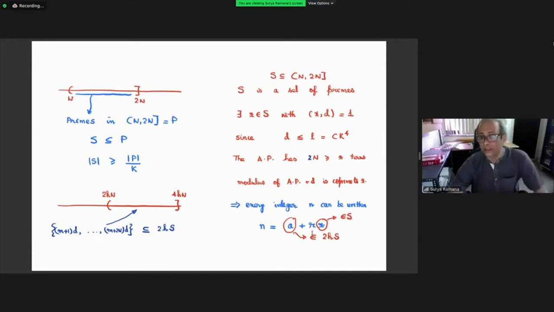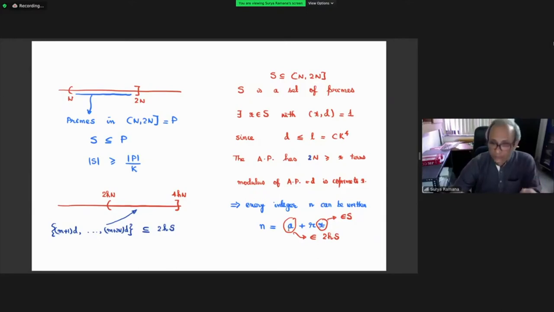Therefore, every integer can actually be written as an element of that arithmetic progression plus a multiple of x. And this holds for every integer, except that, of course, these numbers r need not be positive if n is not sufficiently large. So what we have seen using Sarkozy's finite addition theorem is that every integer can be written as an element of this arithmetic progression plus a multiple of x, and x is an element of S.